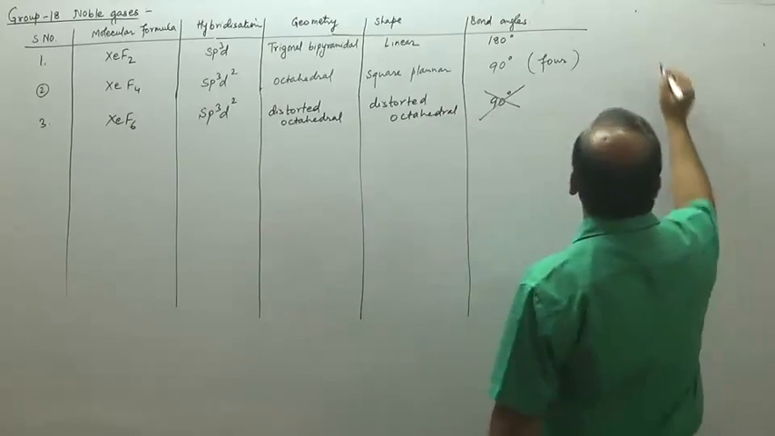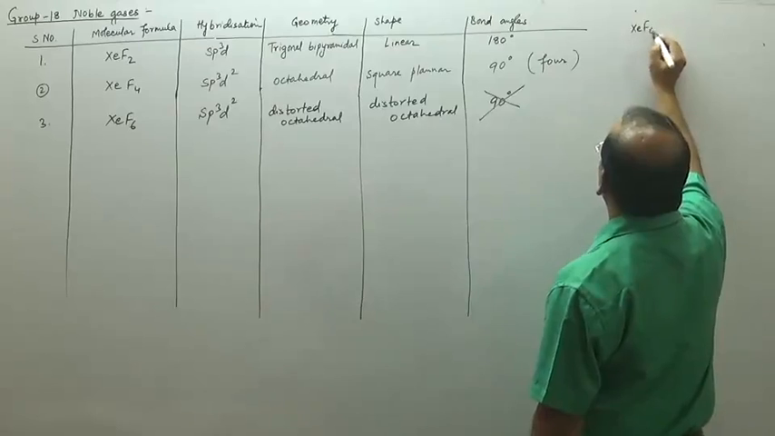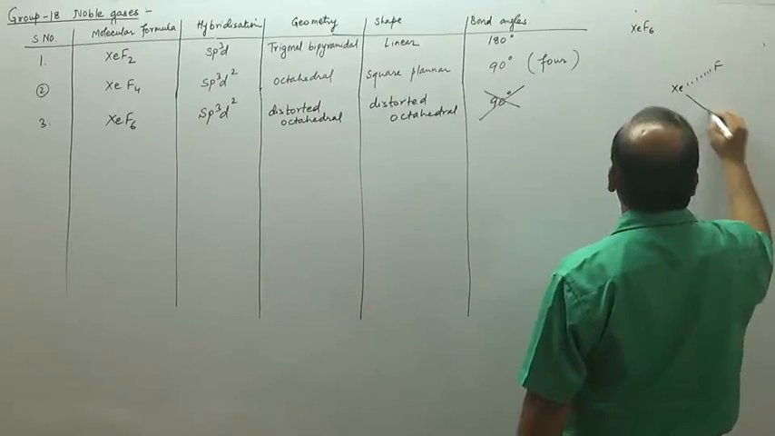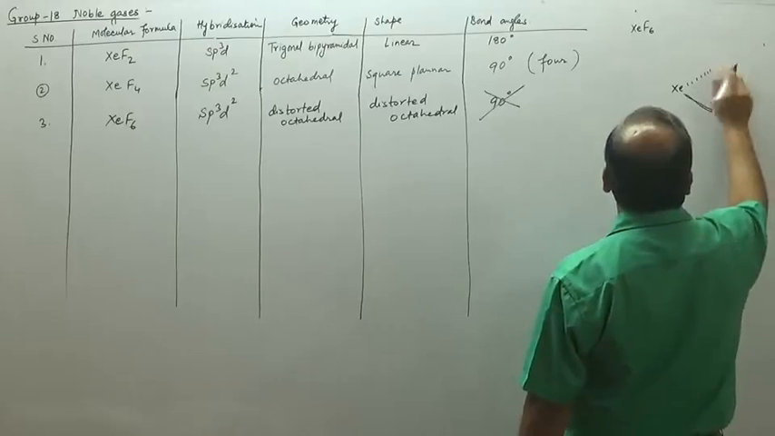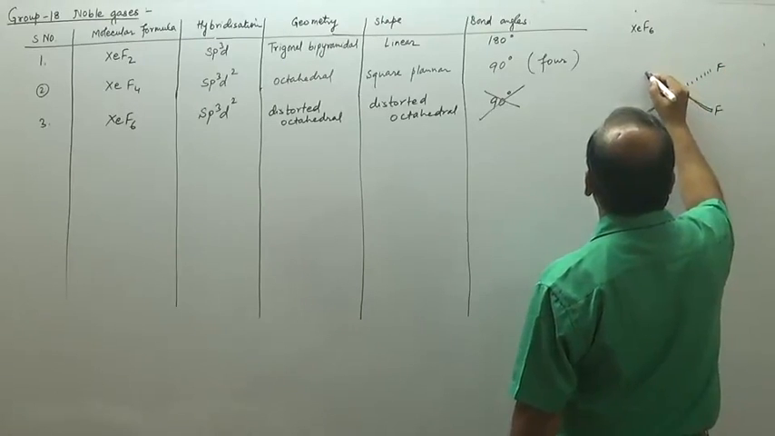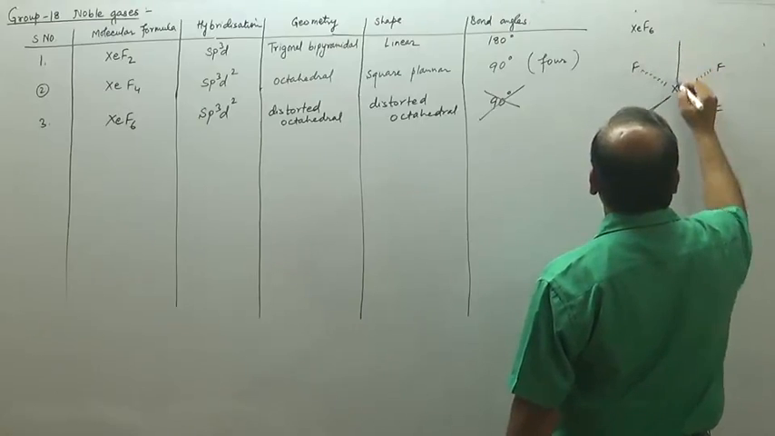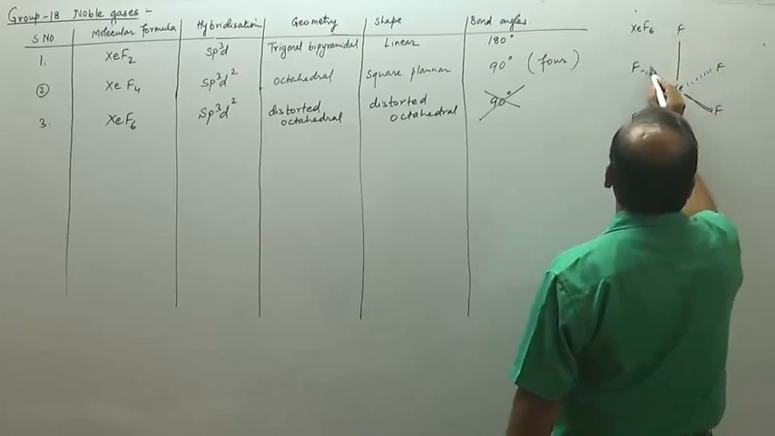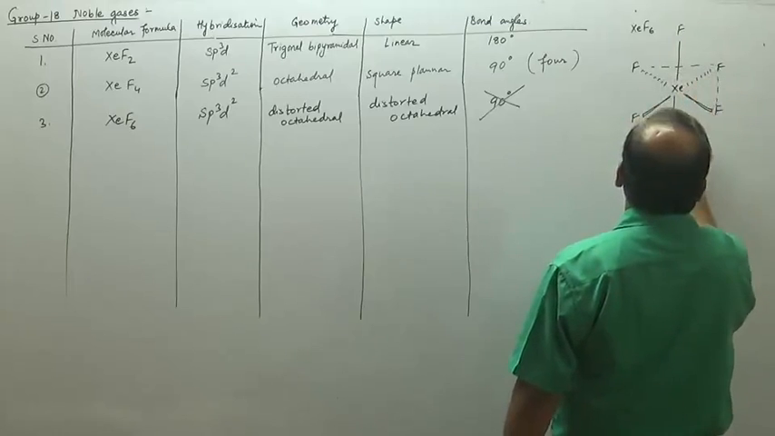And the structure of HCF6 is like this. One fluorine will be like this, another fluorine like this. That is how the fluorines are placed. Another fluorine is like this, and one of the fluorines will be like this. So this is the square planar pyramid.